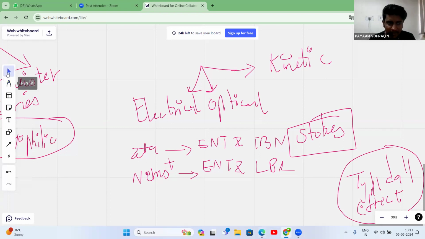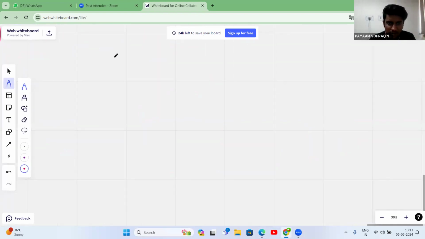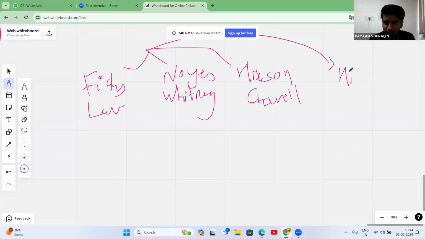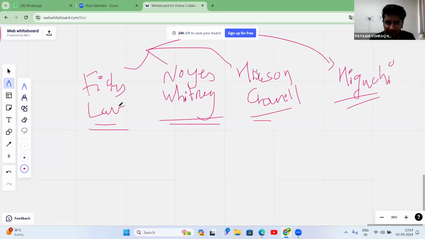From diffusion, you should know about the different laws of diffusion. Have you heard about Fick's law? Then for dissolution, we have the Noyes-Whitney equation, and the modified Noyes-Whitney. Then we have one more equation called Hixson-Crowell. Only study the formula, nothing else. Then we have Higuchi. Study these four equations thoroughly: Noyes-Whitney, Fick's law, Hixson-Crowell, Higuchi. Please don't miss this.